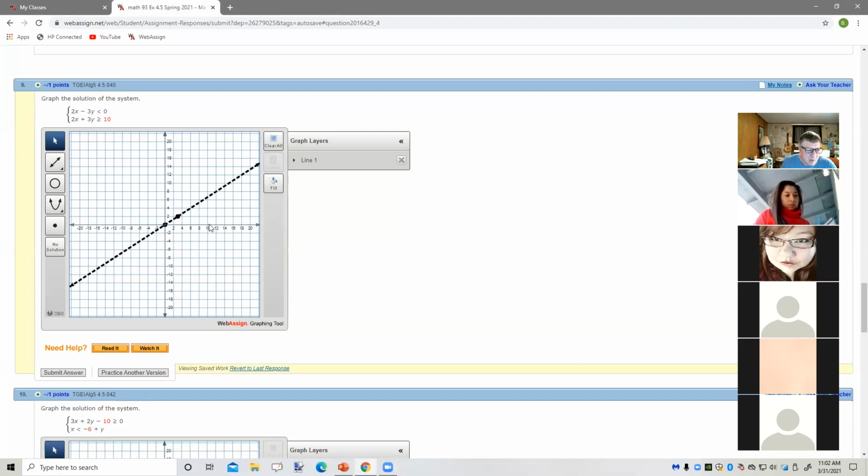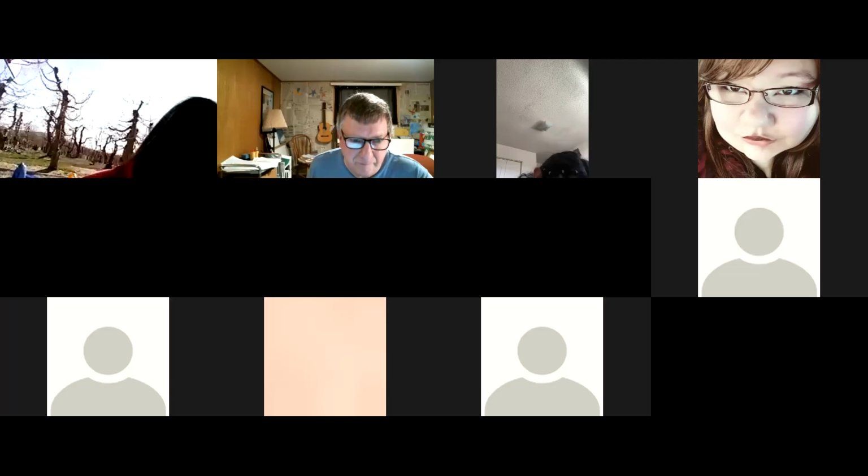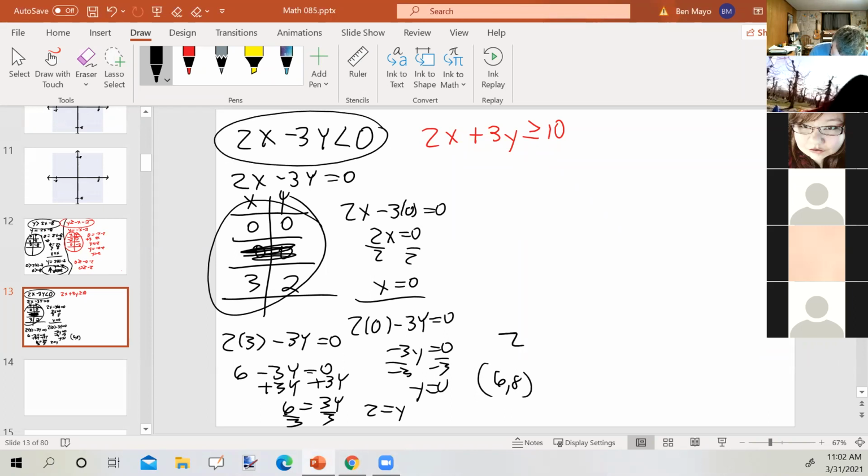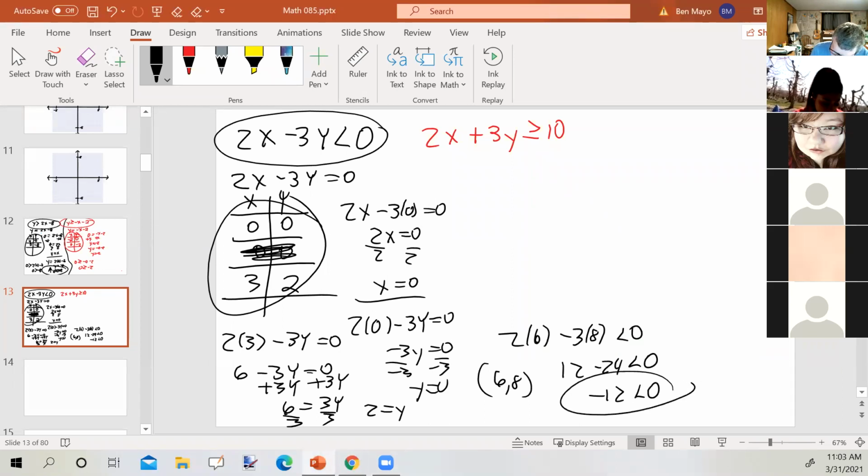How about 6, 8? Let's try that, 6, 8. Because that's certainly not on the line. So we're going to go back here, and I'm going to try the 6, 8. So I've got 2 times 6 minus 3 times 8 less than 0. 12 minus 24 less than 0. Negative 12 is less than 0. So 6, 8 is correct.